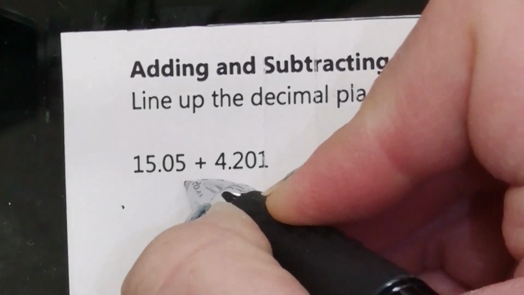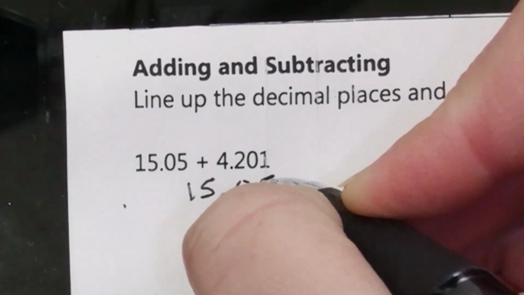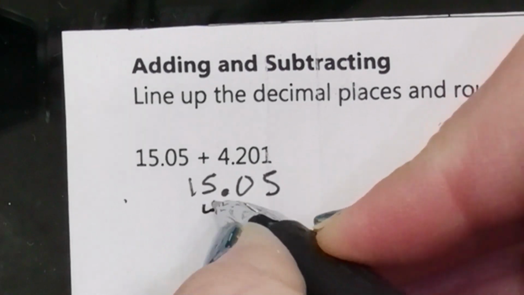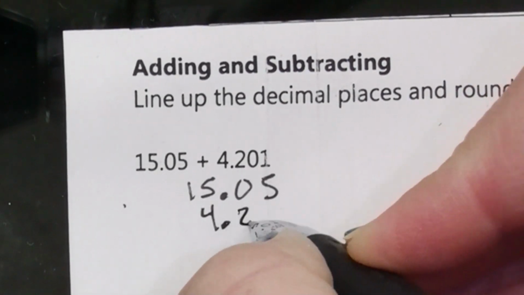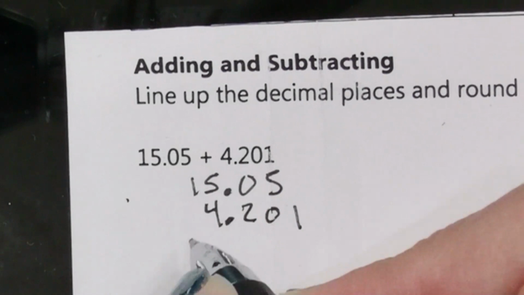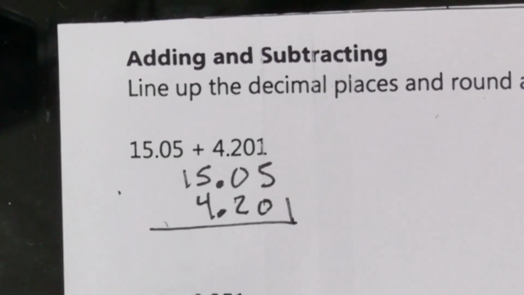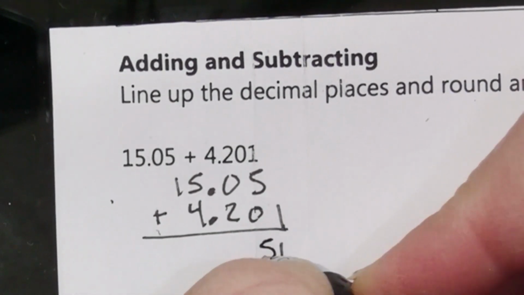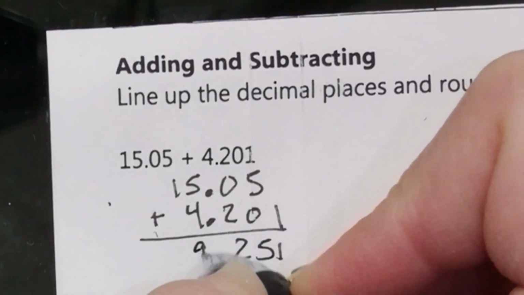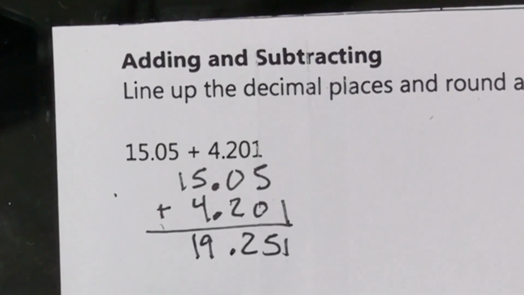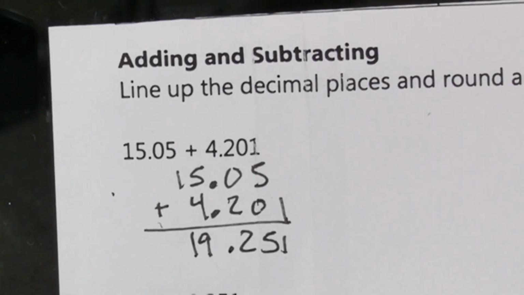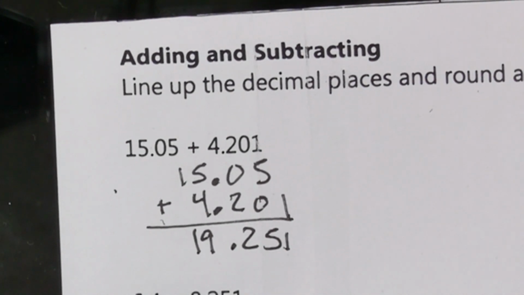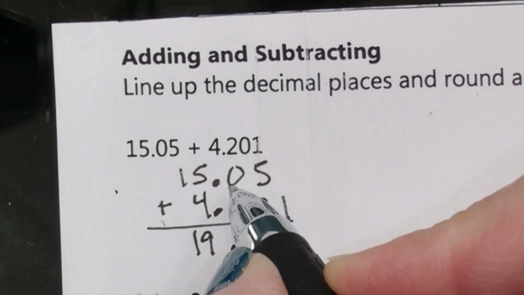So 15.05 and then 4.201. So I'm going to line up the decimal place, 4.201. And in this case, it is an addition. So I'm going to then simply add these values, and I get 19.251.